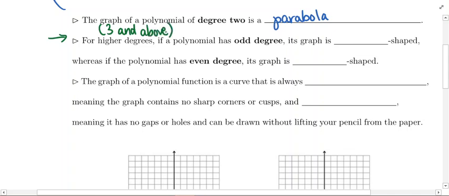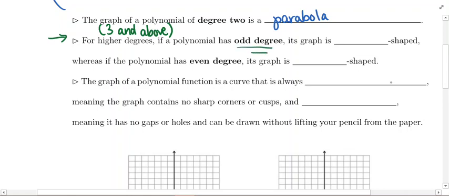All right, so we're going to talk shape first. Basically, all the odd degrees are going to look similar, and all the even degrees are going to look similar. So we're kind of pooling them into this category: is the degree even or is the degree odd? Let's talk odd degree.